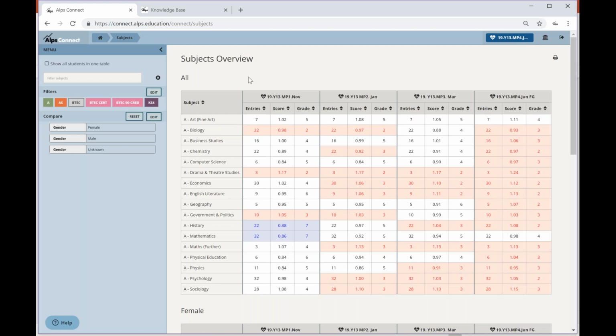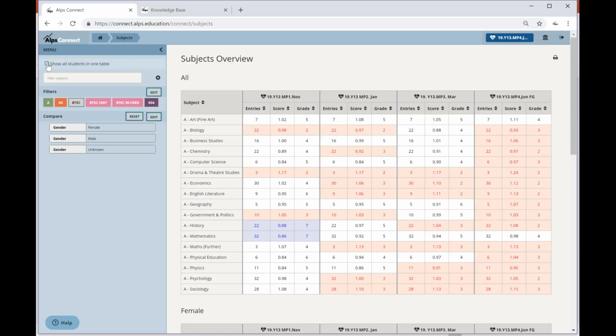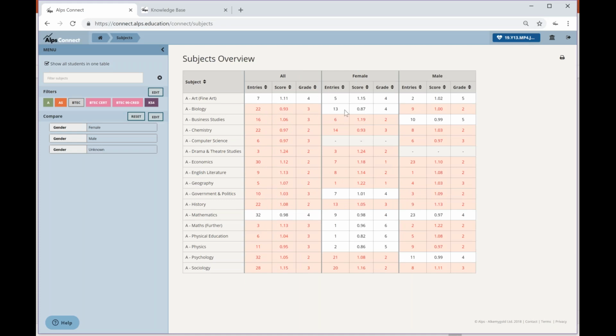Now, initially, it brings it out like this, where there's all my girls and there's all my boys. But you might not have noticed in this top corner here, there's a little tick box that says show all students. If I tick that for that grade set, I then get them all in one table, okay? So I can now immediately see that in business studies, my boys are actually underperforming by about half a grade on the girls. And similarly in biology, the other way around.